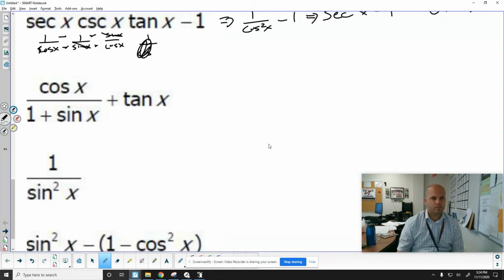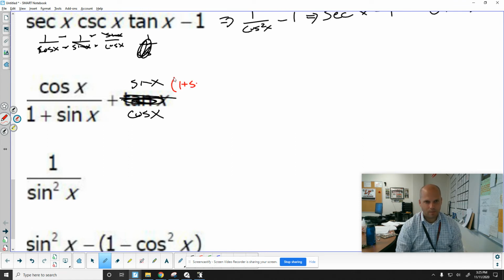Oh yeah, that addition's gonna be tricky. Okay, here we go. I'm rewriting tangent as sine over cosine. I'm just gonna do it right here. You're adding two fractions together.